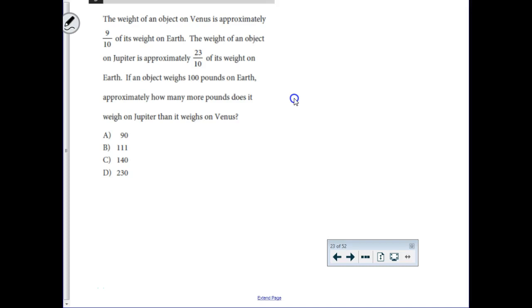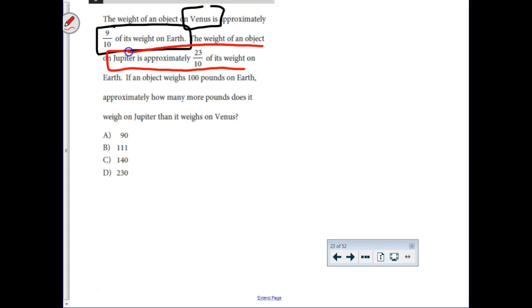Oh, it's a word problem, but it's okay. We got this because I've totally been to Venus, so I know exactly how much we all weigh on Venus. No, that's not true. The weight of an object on Venus is approximately 9/10 of the weight on Earth. Cool. Good to know. The weight of an object on Jupiter is 23/10 the weight on Earth. So you're lighter on Venus, you're heavier on Jupiter. If an object weighs 100 pounds on Earth, how many, oh, I hate when they do this. How many more pounds does it weigh on Jupiter than on Venus?